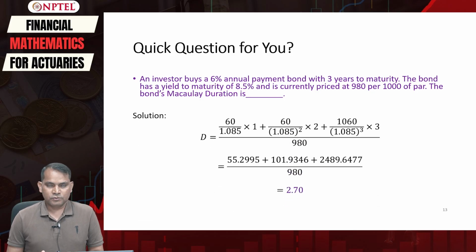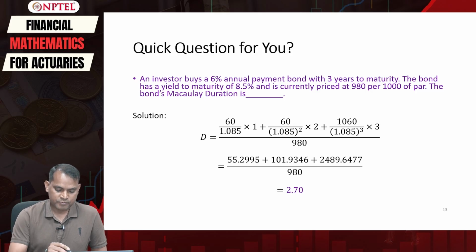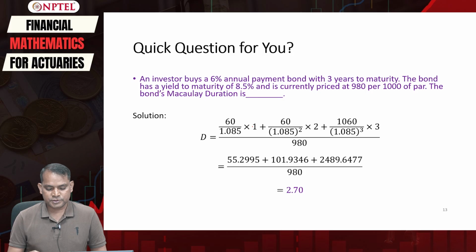Okay, so now you can just compare your answer with this answer. So the Macaulay duration D can be computed as this. For the first payment period, we will have 60 divided by 1.085 multiplied by 1. Plus, for the second one, we will have 60 divided by 1.085 to the power 2, or simply square, multiplied by 2, plus this is the third payment period.